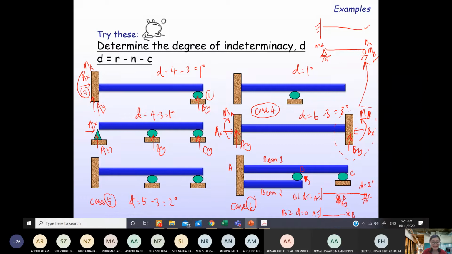Yes, so in this system, D is equal to 2. It means that once you remove 2 redundants at beam 1, then you can solve the whole system. So this is a trial for you. You can experience it yourself later with more examples.